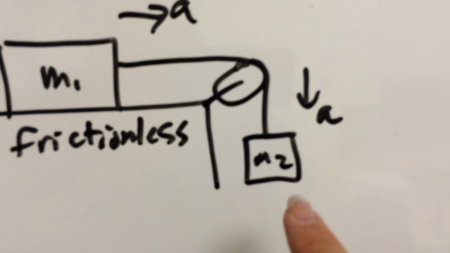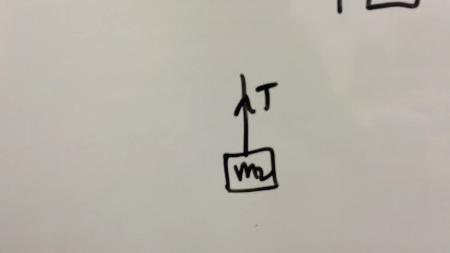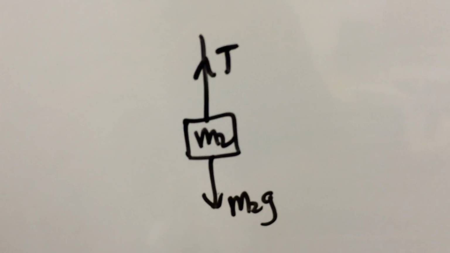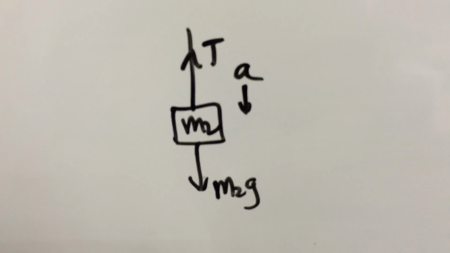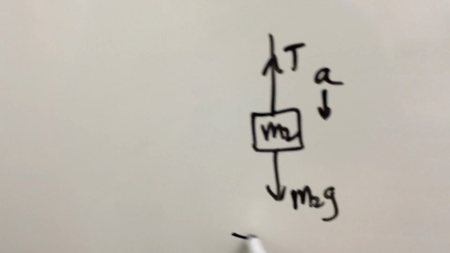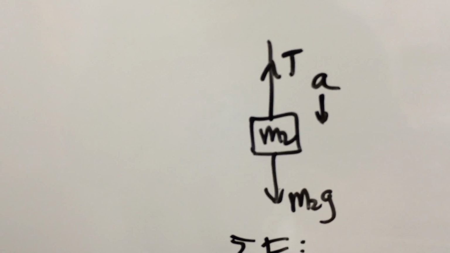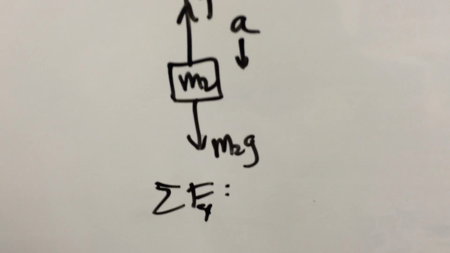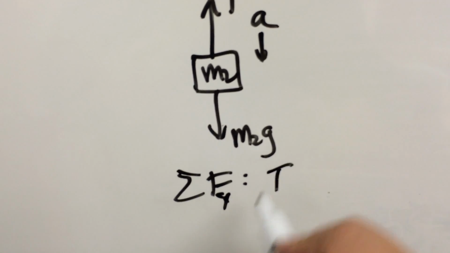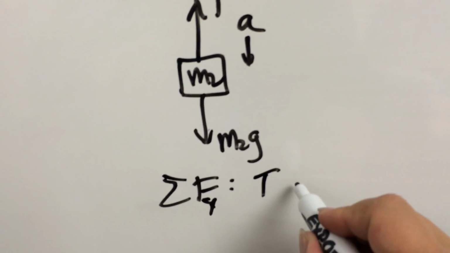We move on to the other mass, m2, this one here. For m2, we have a tension upwards, and we have m2g, which is the weight, downwards. We indicated that the acceleration is downwards for this one. So we add up the forces again, in this case along the y direction, because it's vertical. Along the y direction we have T upwards, and then m2g downwards.